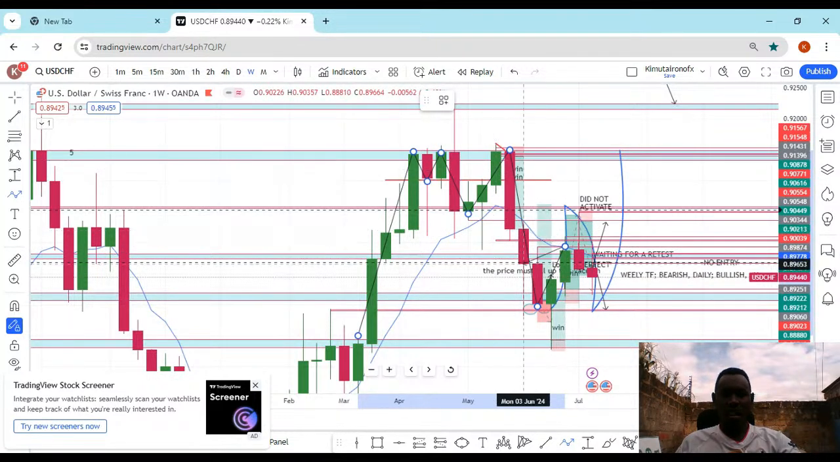Now, once we broke this structure, I anticipated the price must retrace, because when you see this, we had not seen any green candle or any bullish candle until we found this. So what I anticipated from this is that we are going to make a few retracements, retrace this area of interest, and then we'll continue in the bearish trend. So this is where we are at the moment.